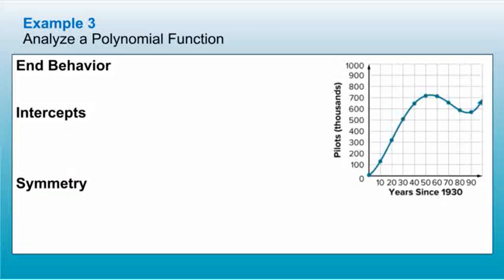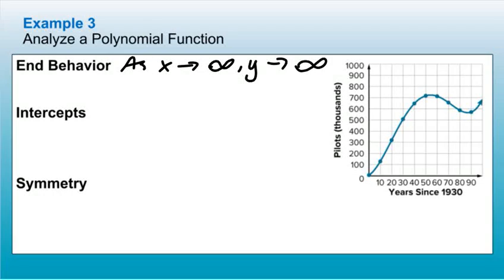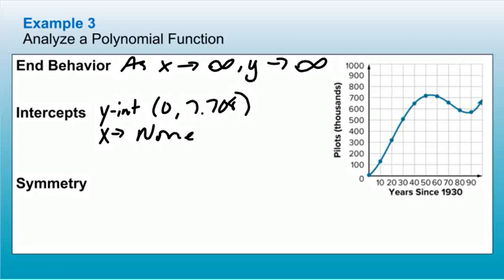Next part, other key features, the end behavior. For this one, since we're not going to go to the left, it's always going to go to the right. The arrow is pointing upwards, so as x approaches positive infinity, y approaches positive infinity. The intercepts, we know it crosses the y-axis at 0 and 7.708. And the x-intercept, there is none. Symmetry, there is none.